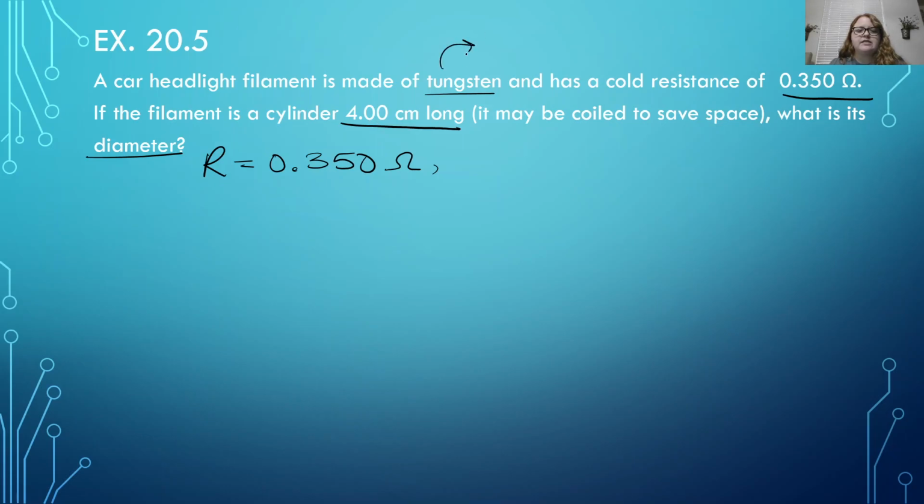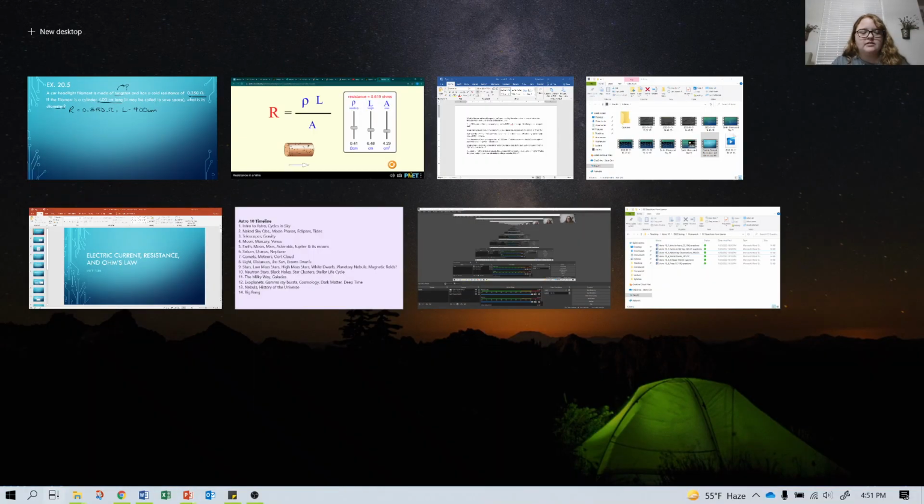We need to know our resistivity rho of tungsten. We need to look that up in that table. The length is 4 centimeters long. Okay, so let's quickly look up rho for tungsten.